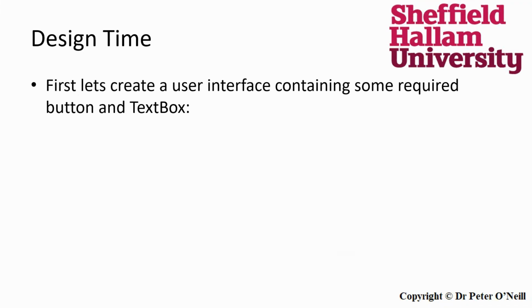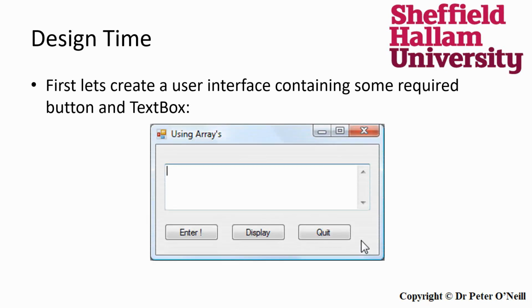First, let's create a user interface to contain some buttons and some text boxes. So here we are, we're going to create an array, and we've created a multiple-lined text box and 3 buttons. And you can see this in project examples arrays number 1.